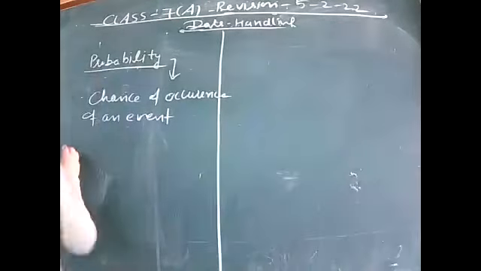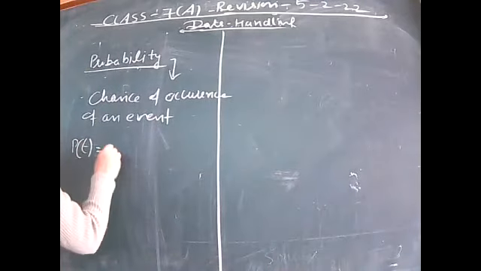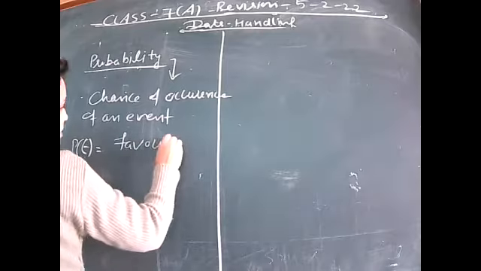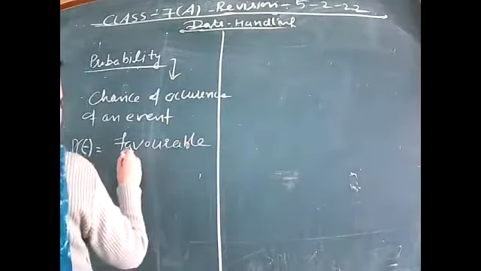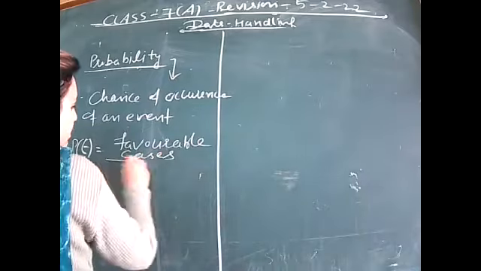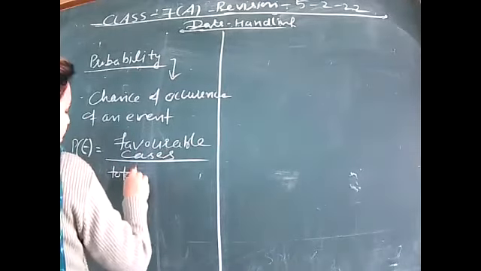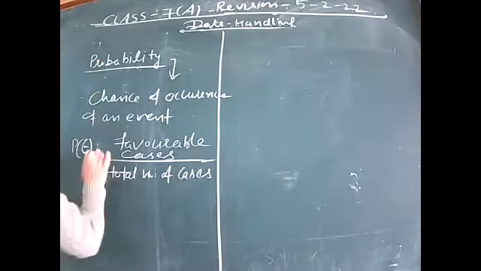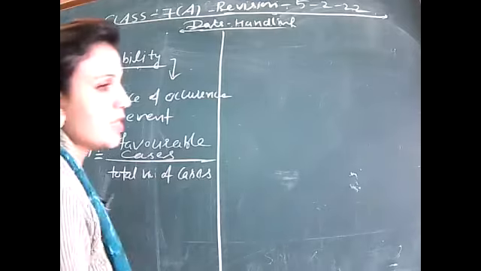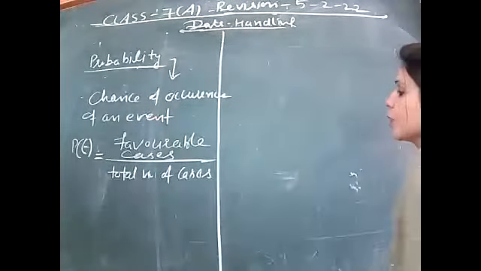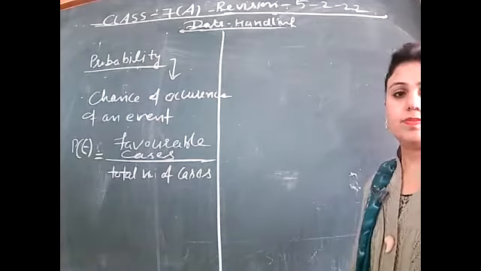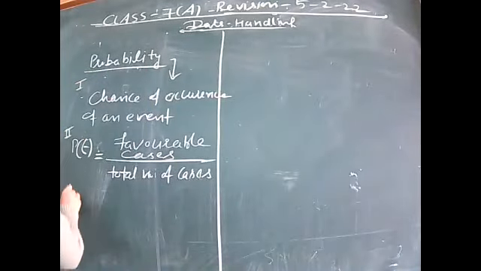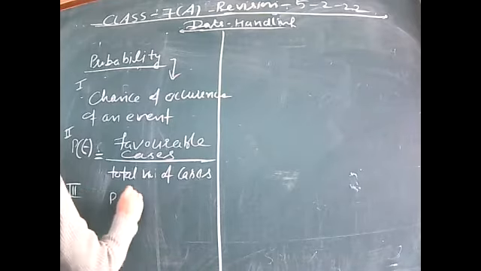And what is the formula for the probability of an event? Favorable cases upon total number of cases. This is the formula for the probability of an event. So first of all, we did definition, then we did formula, then we did that probability of an event.